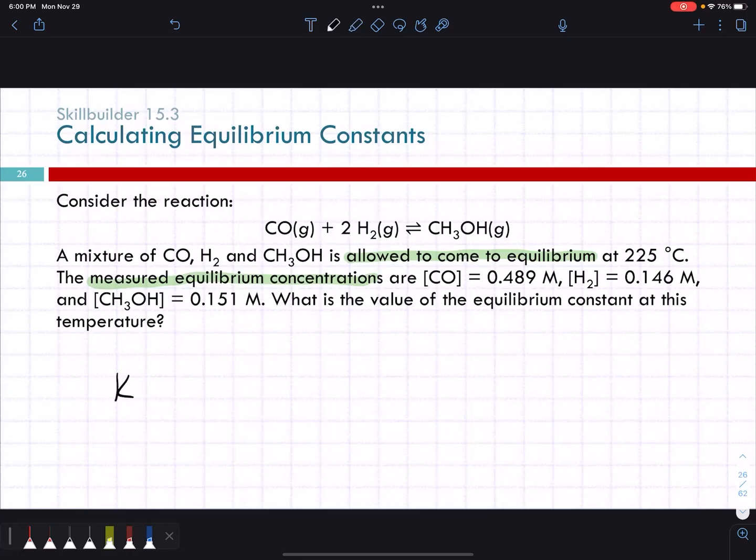So again, we're just writing KEQ. Always want to be checking. These are all gases, so we don't have any liquids or solids, so we're not going to leave any out. The product is methanol. And then our reactants are going to be carbon monoxide times hydrogen, and the hydrogen is going to be squared.